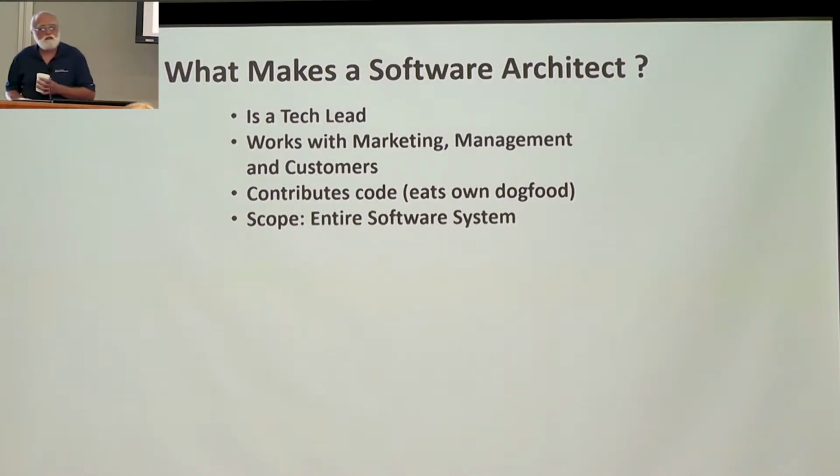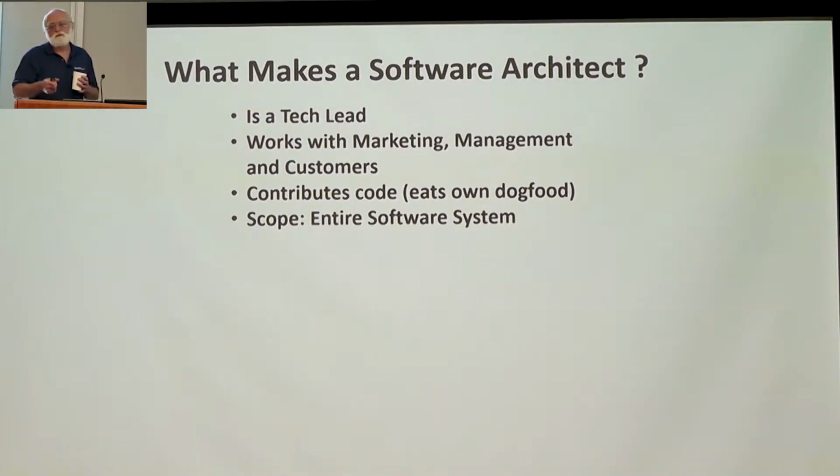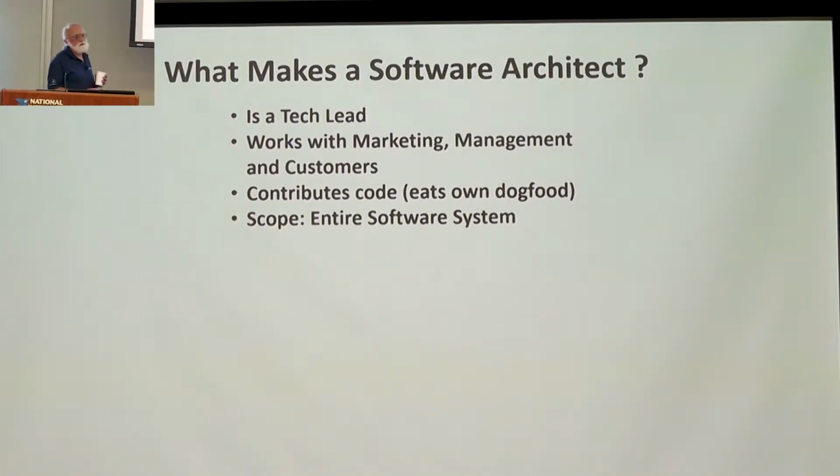So, what makes a software architect? What are we as a group? I would say there are 4 traits. First, we are tech leads. We interface with other teams on the project, marketing, management, and the customer. We contribute code. An architect who is not contributing code is not an architect, even on a large system. You need to be able to eat your output because it's the only way to get real feedback on what you're doing in the project. And the scope of your effort is the entire software system. Everybody agree so far? Yeah.